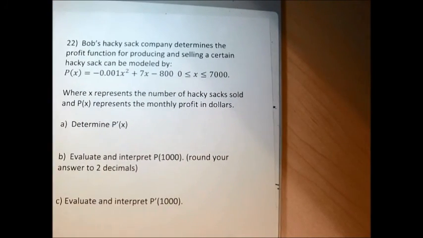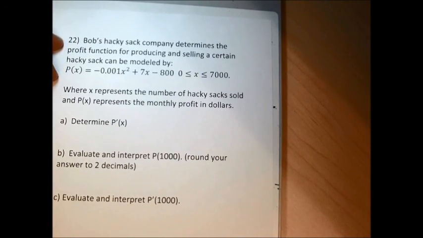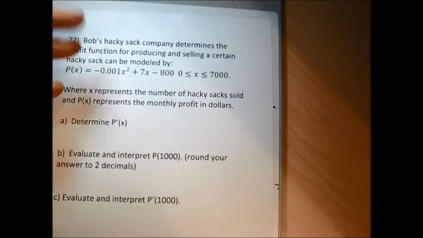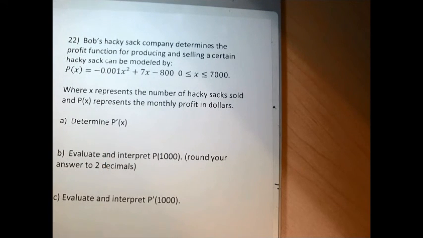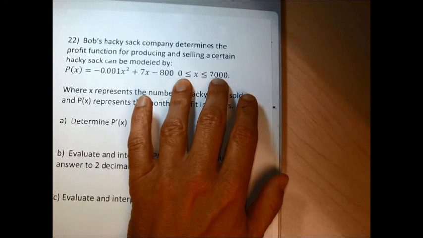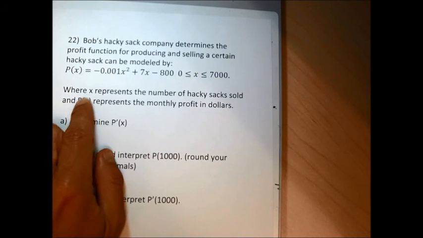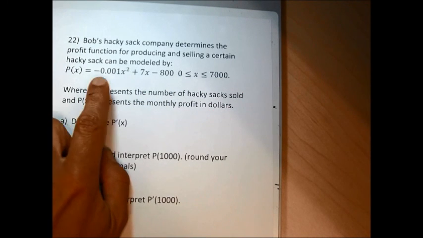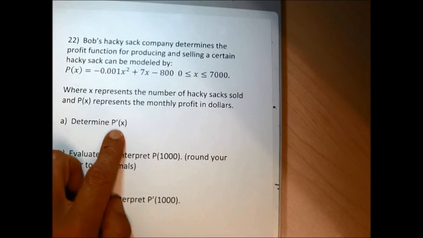All right, last problem. I think I have 4 minutes to do it, so I'm going to try to do it. So this is a profit function. Bob's Hacky Sack Company determines a profit for producing and selling a certain hacky sack can be modeled by, gives me a function, gives me a range of x's that it's good for. X is the number of hacky sacks, P is the monthly profit. Determine the derivative of the profit function.